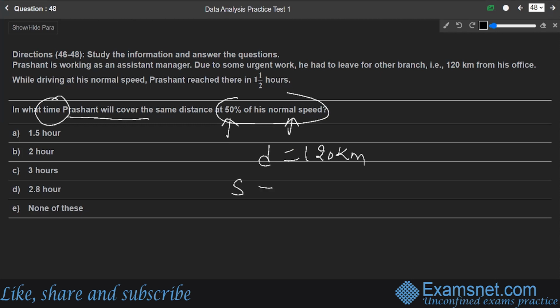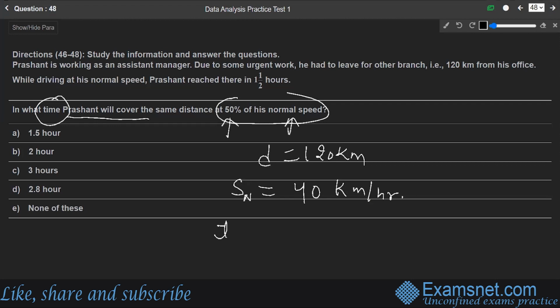So the new speed is 50%, which means just half of the normal speed. The normal speed that we calculated in the question was 80 kilometer per hour. Now the speed is just half, so the new speed will be half of 80, that is 40 kilometer per hour. So this is the new speed.